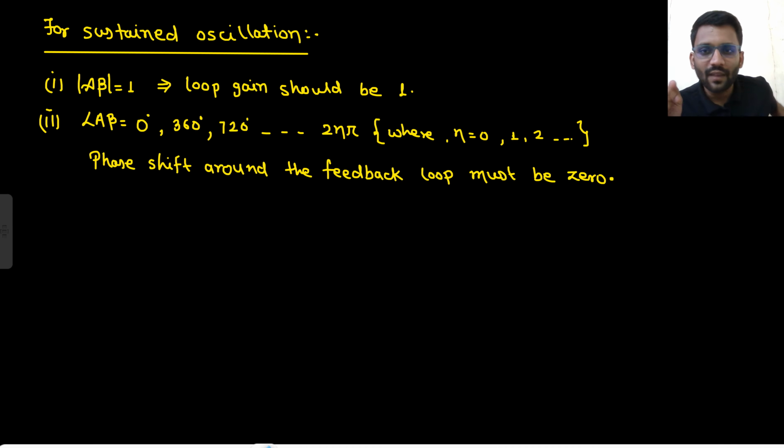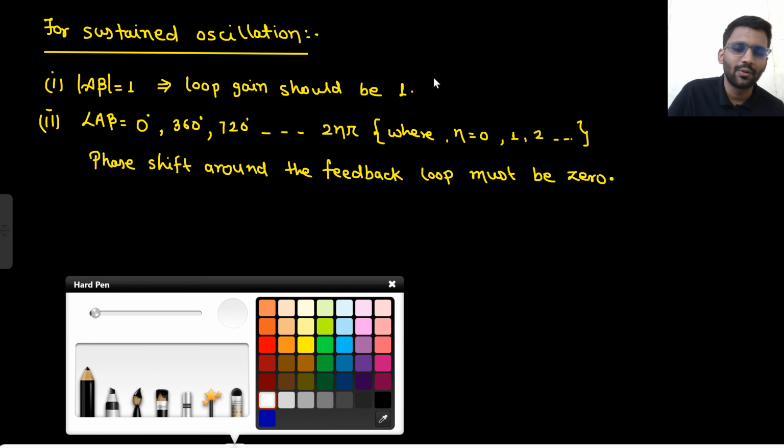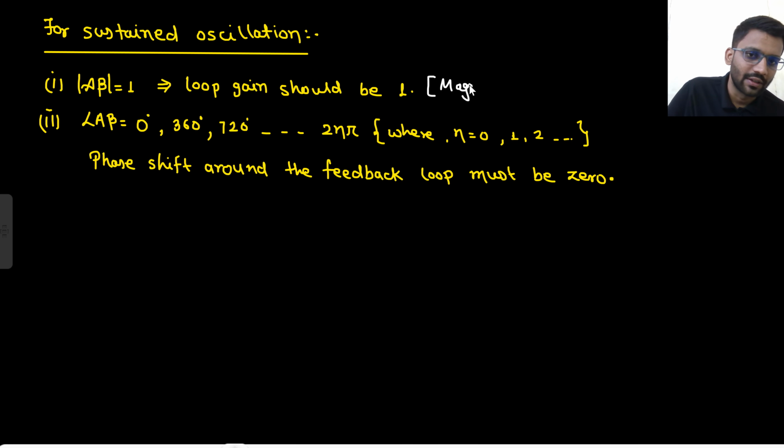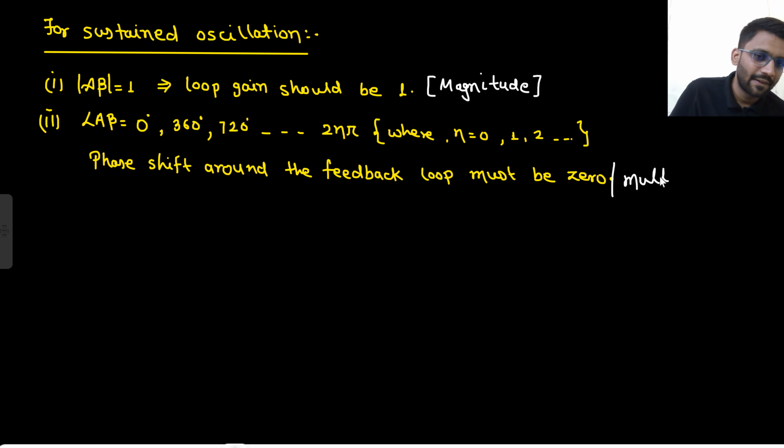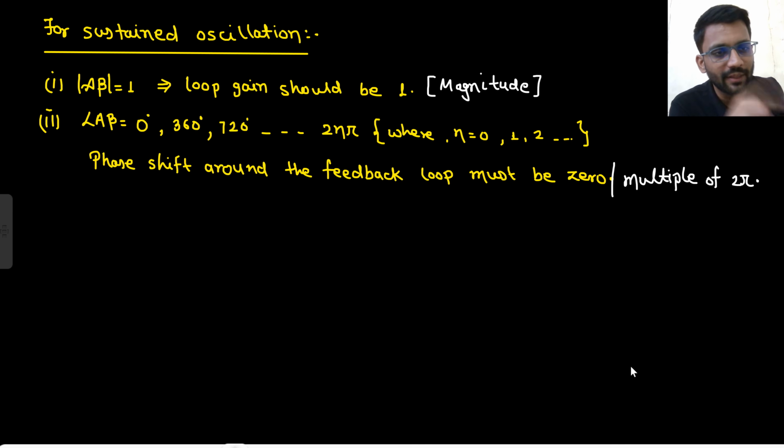So what is that thing? For sustained oscillations, you need your A beta to be 1. Your loop gain should be equal to 1. The magnitude of loop gain should be 1. So here in the bracket, I am going to write magnitude of the loop gain should be equal to 1. And the phase shift around the feedback loop must be equal to 0 or a multiple of 2 pi. The phase shift around the feedback loop must be 0 or a multiple of 2 pi.